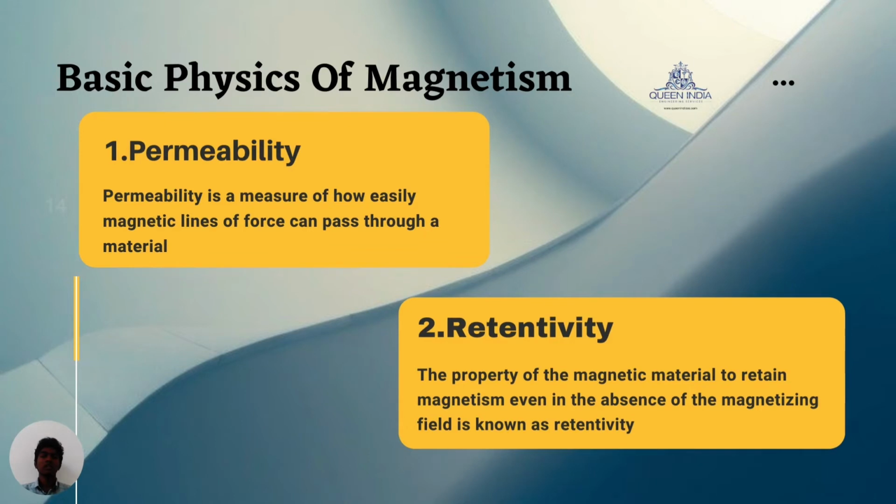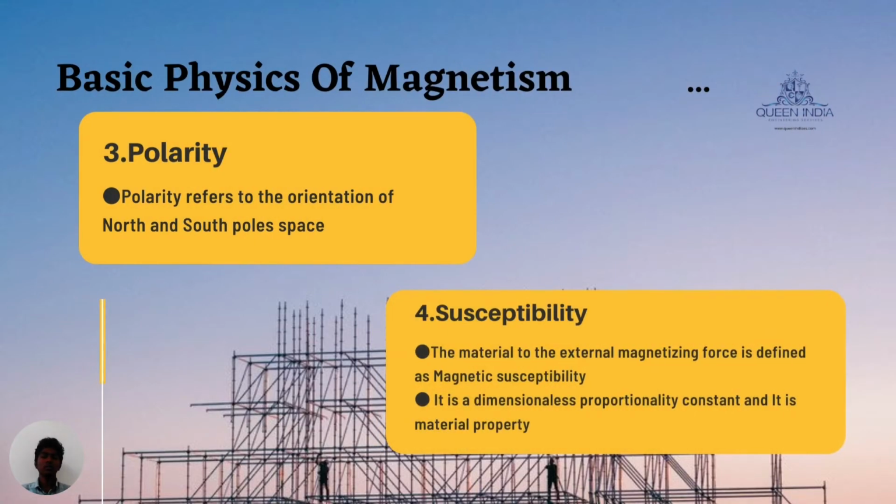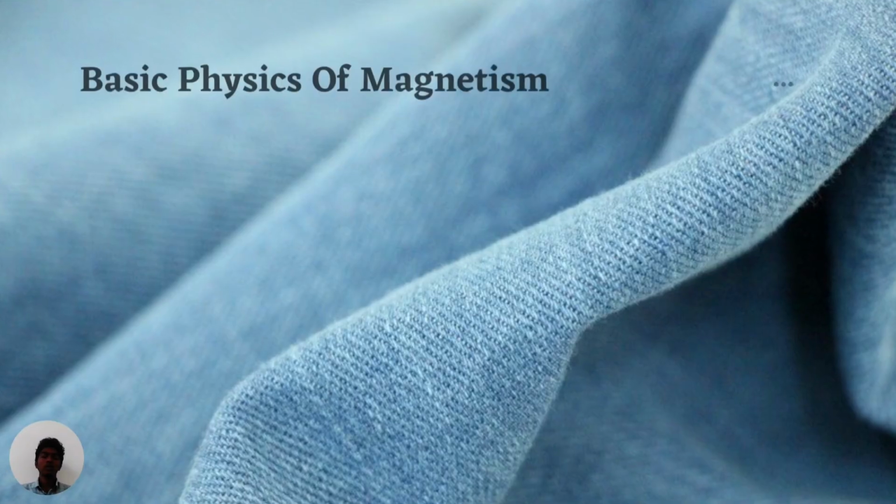Basic physics of magnetism. Permeability. Permeability is a measure of how easily magnetic lines of force can pass through a material. Retentivity: the property of a magnetic material to retain magnetism even in the absence of a magnetizing field is known as retentivity. Polarity refers to the orientation of the north and south poles in space. Susceptibility: the response of a material to the external magnetizing force is defined as magnetic susceptibility. It is a dimensionless proportionality constant and a material property.